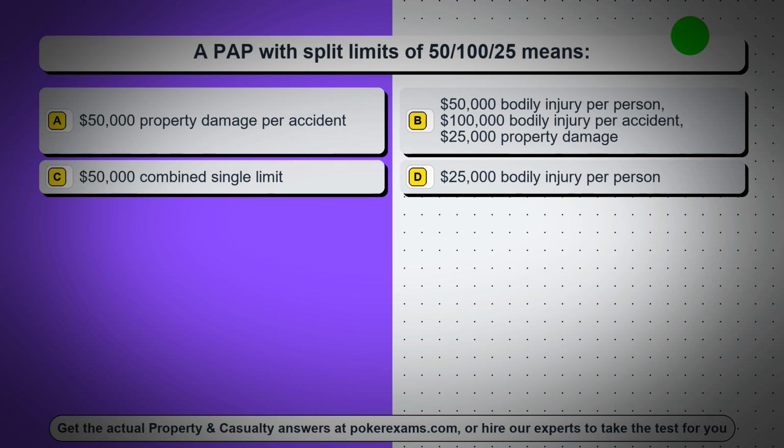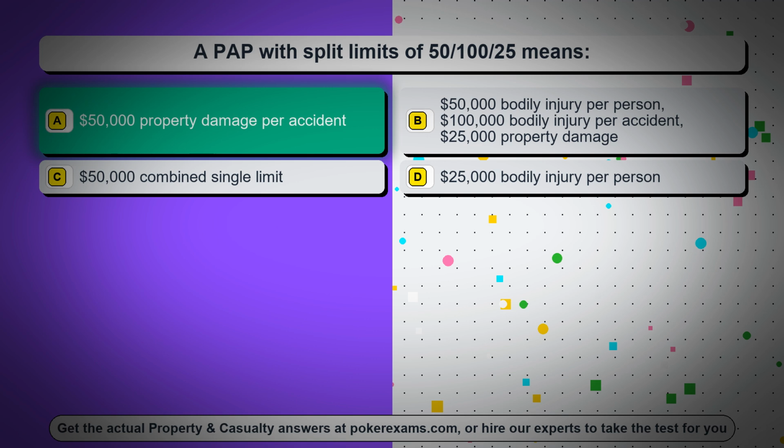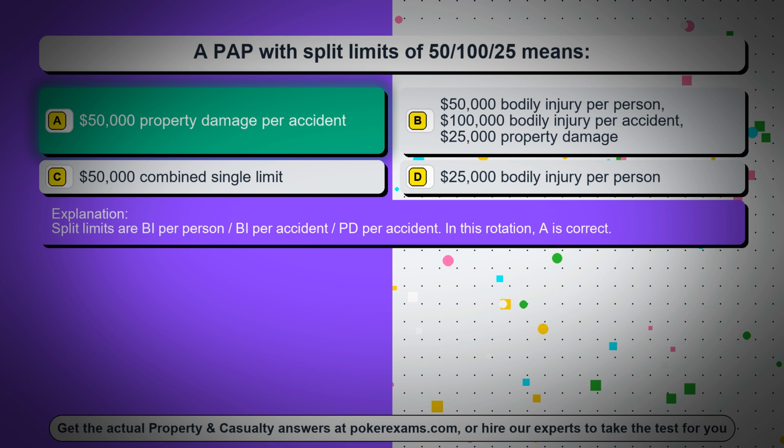Question 62. A PAP with split limits of 50/100/25 means, option A, $50,000 property damage per accident, option B, $50,000 bodily injury per person, $100,000 bodily injury per accident, $25,000 property damage, option C, $50,000 combined single limit, option D, $25,000 bodily injury per person. The correct answer is option A, $50,000 property damage per accident. Split limits are BI per person / BI per accident / PD per accident. In this rotation, A is correct.